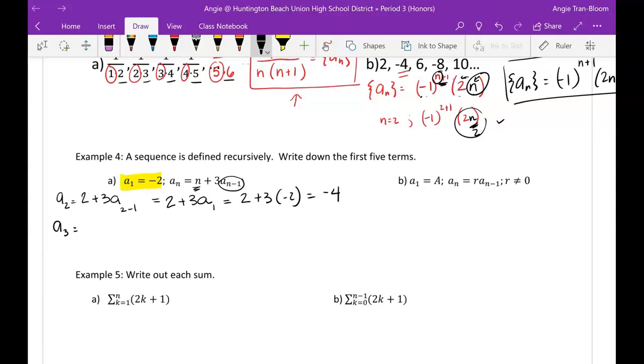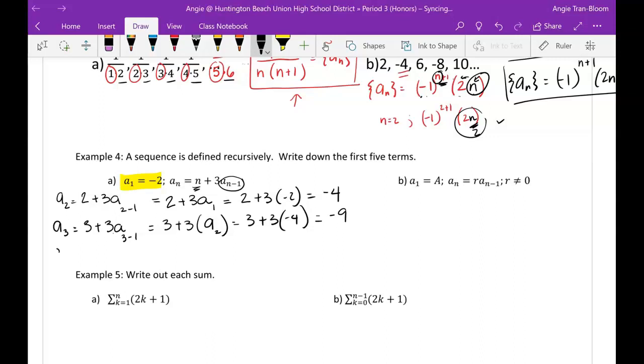Okay. So a3, that means n is now 3, plus 3 times a, n minus 1, which is really 3 plus 3 times, oops, n is 3, so I should really plug that in. 3 minus 1, which is really 3 times a sub 2, which is really 3 plus 3 times negative 4. So 3 plus 3 times negative 4 is now negative 9. The next one, a subscript 4, is 4 plus, and as you can see the pattern, this is really just 3 times the previous term.